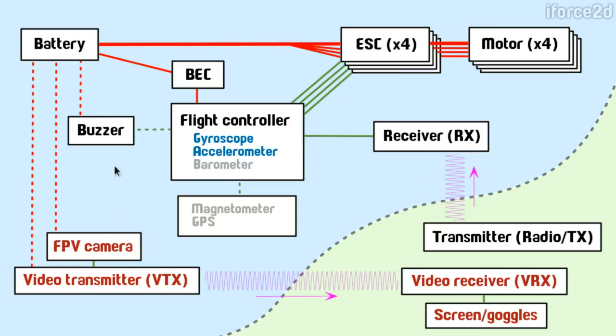Right, over on this side we have the buzzer. This is something that I've listed as an optional component with these dotted lines, but you really want to have a buzzer on there of some kind while you're flying. The buzzer serves 2 purposes.